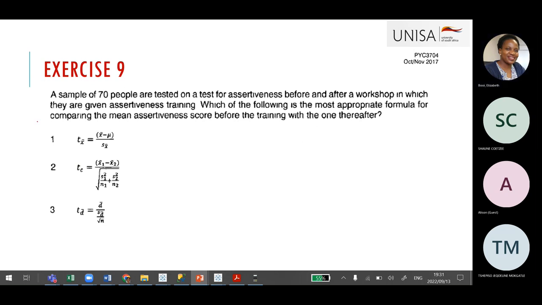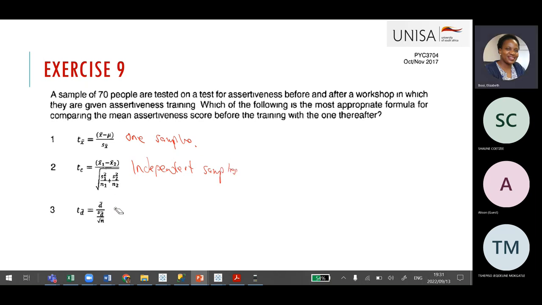Exercise 9. You need to identify which formula you're going to use to answer the question. Is it 1, 2, or 3? You need to read the question and see whether it is for one group. So this will be one sample. This will be for independent samples. And this will be for paired samples. So reading the statement, which one should answer that? Because I gave you the answers already.